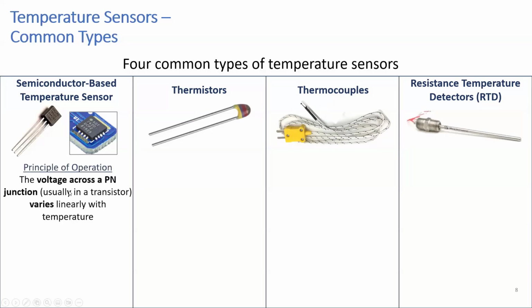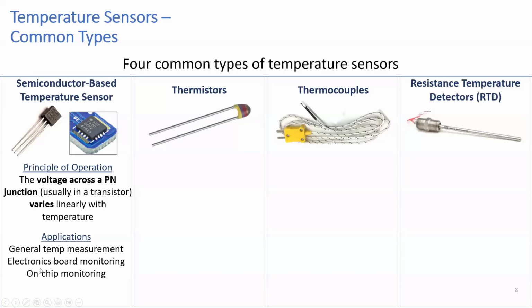So we'll cover the principle of operation. The principle of operation of a semiconductor-based temperature sensor is that the voltage across a PN junction, usually in a transistor in these devices, varies linearly with temperature. So we can get some measure of absolute temperature out of these devices. You'll see these used in general temperature measurement, just thermostats, circuit board temperature measurements, cooler controllers, air conditioners, things like that.